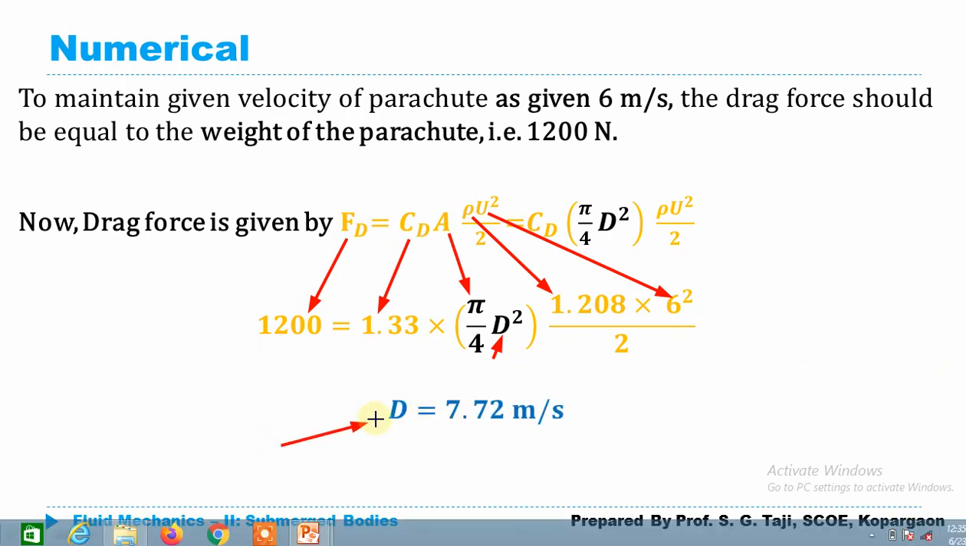After considering all those values and doing the calculation, I am getting the value of D as 7.72. Sorry, it's not meter per second, I have mistakenly typed meter per second there. So it is 7.72 meter. So this is our answer.